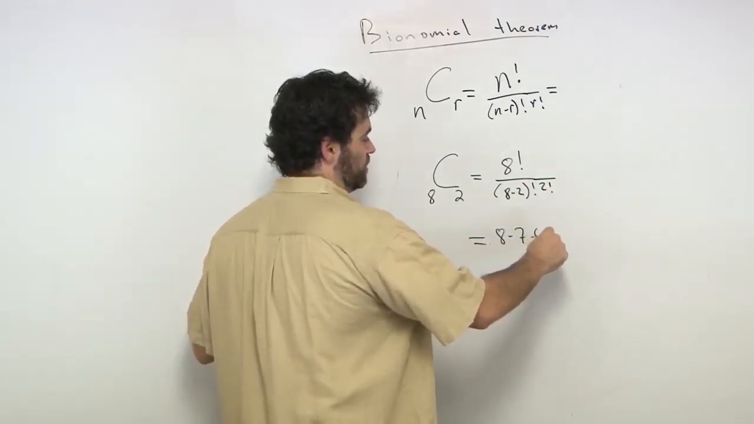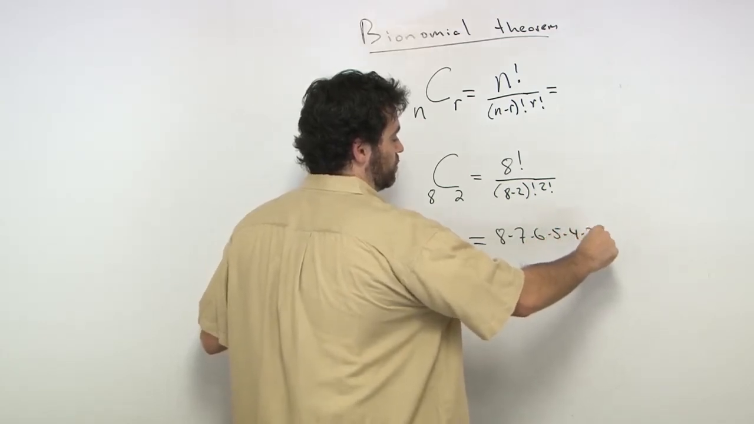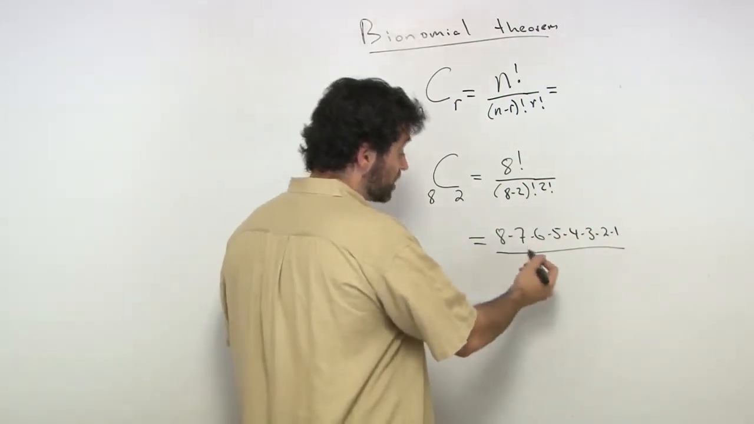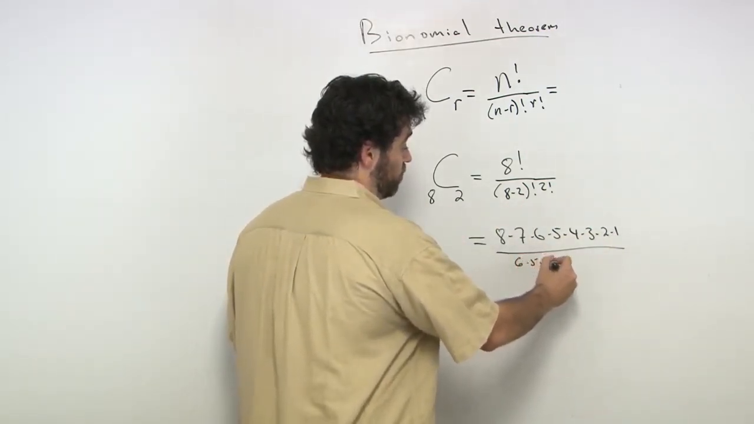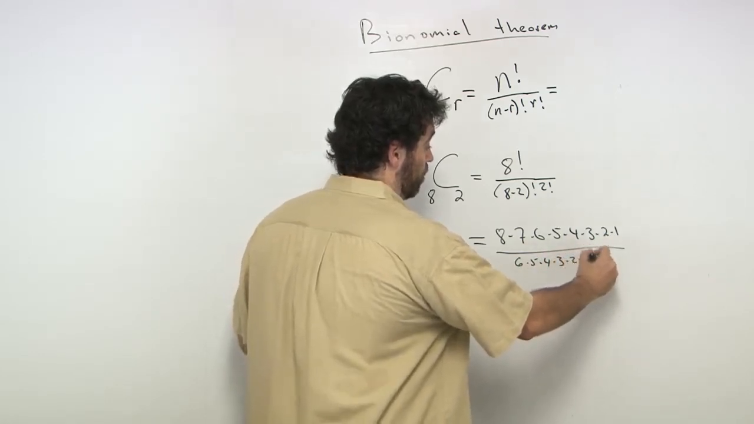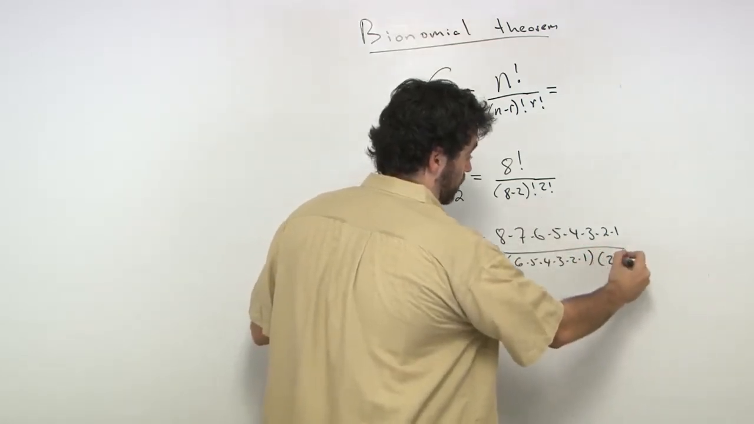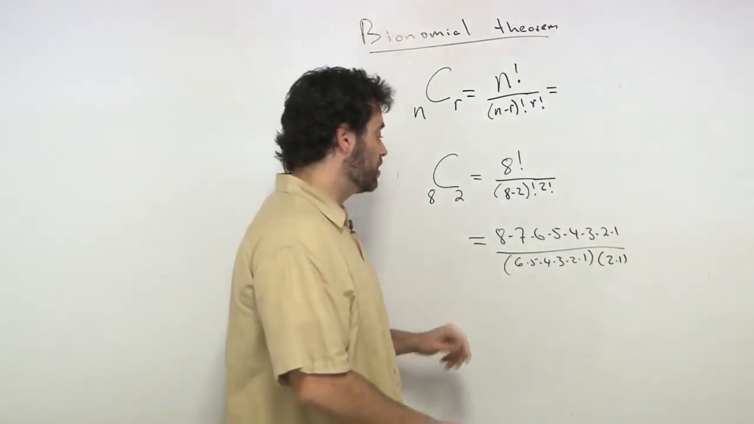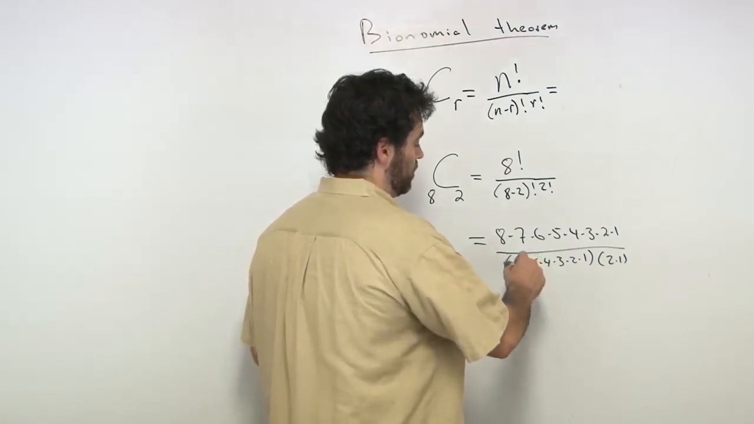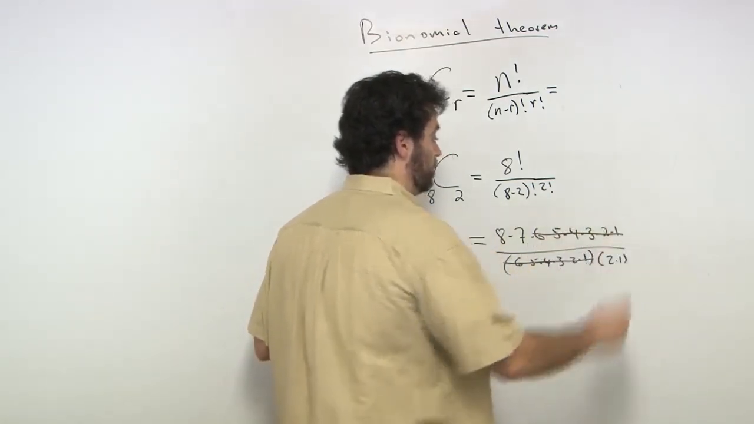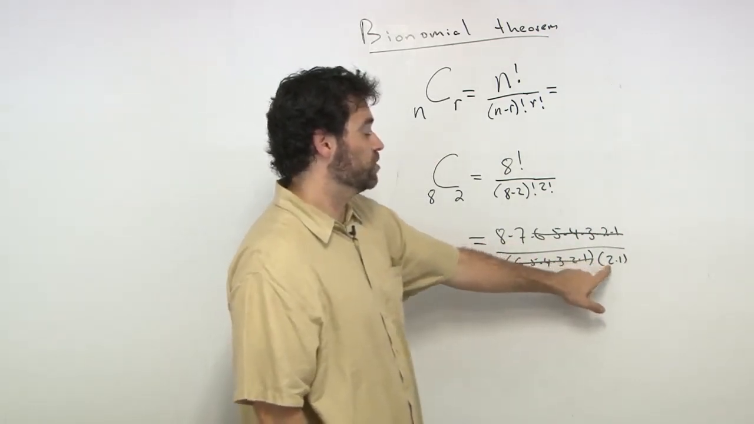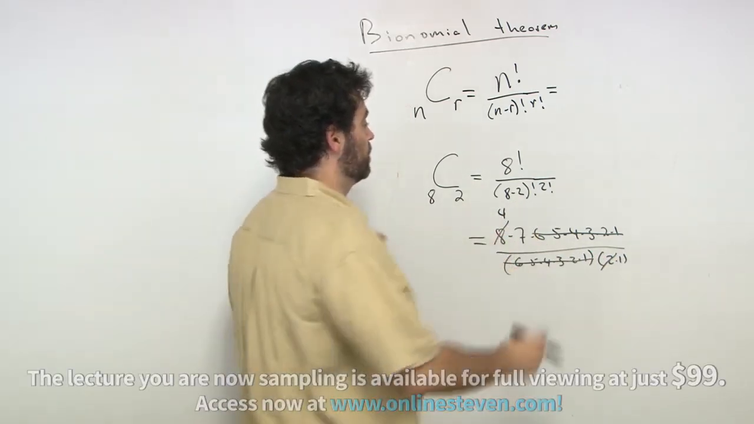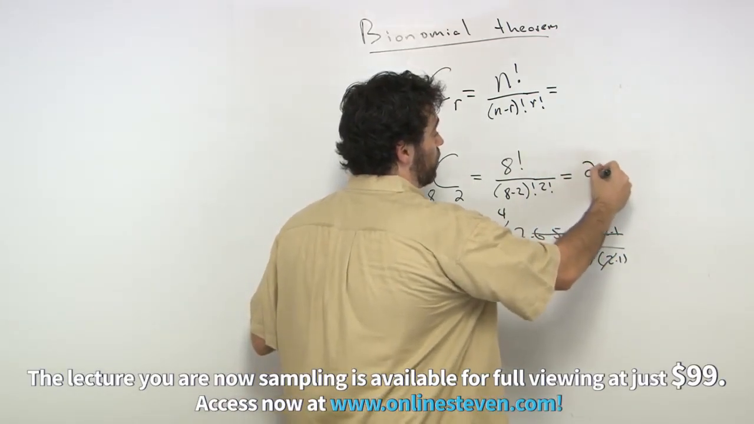8 times 7 times 6 times 5 times 4 times 3 times 2 times 1 all over 8 minus 2 is 6. So we're going to do 6 factorial, which is 6 times 5 times 4 times 3 times 2 times 1, all times 2 factorial, which is just 2 times 1. Okay? Again, let's work smarter, not harder. What could I do here? I'm going to cancel out this right here with this right here. Leaving me 8 times 7, but I know that 2 goes into 8 4 times. So 4 times 7 means that this whole thing is just equal to good old 28.